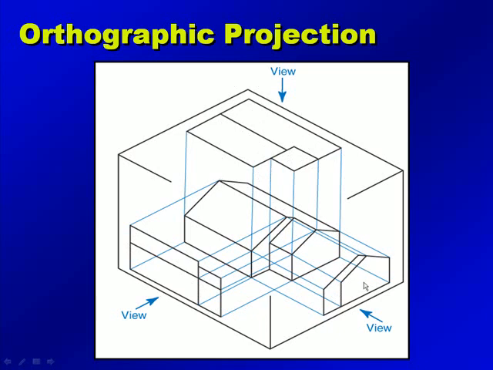One of the advantages of this is you would be able to put dimensions on here, because this would be, in most cases, the true length of that object. The disadvantage is it's not as easy to visualize the object when you're just seeing the side, the front, and the top. But again, the advantage is you could put dimensions on it.